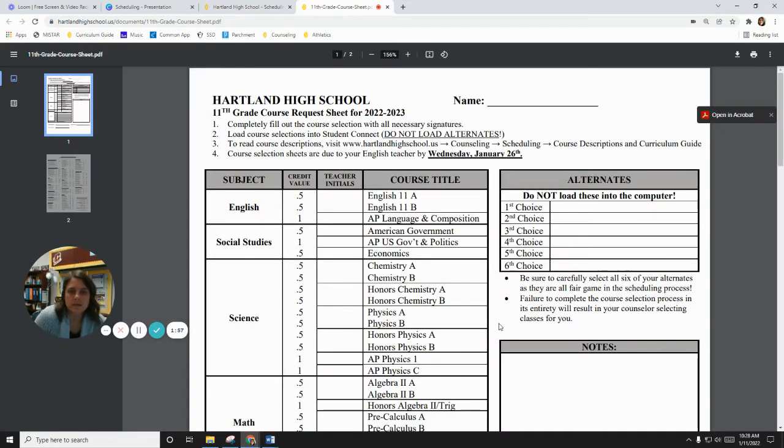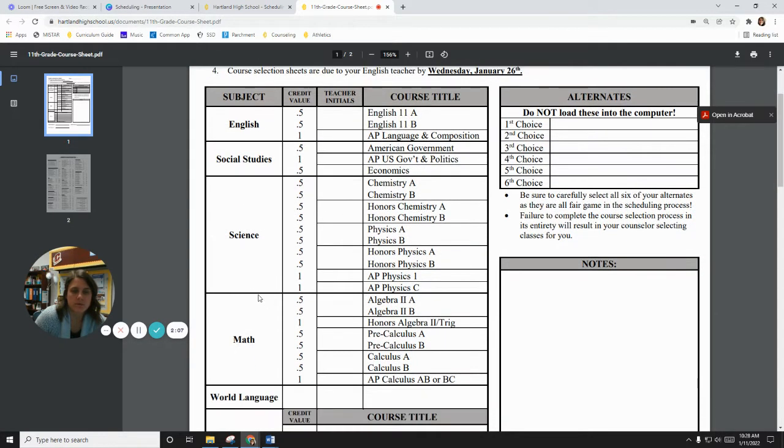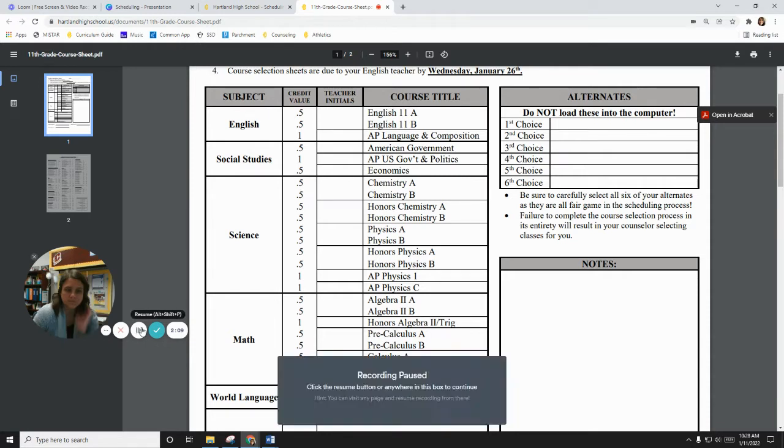So this is what you'll get tomorrow. Obviously yours will be copied on yellow paper, but this is the 11th grade course sheet. So we're going to start by walking through the 4 core classes, and then we'll talk about how you wrap up filling out this course sheet.